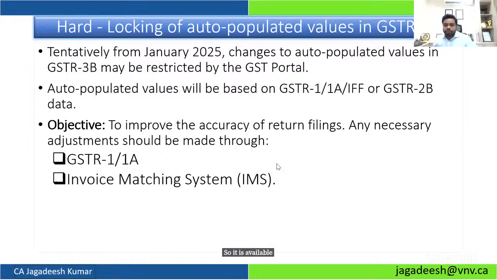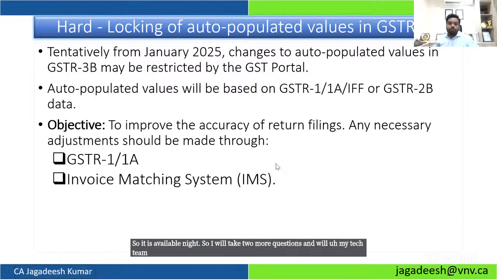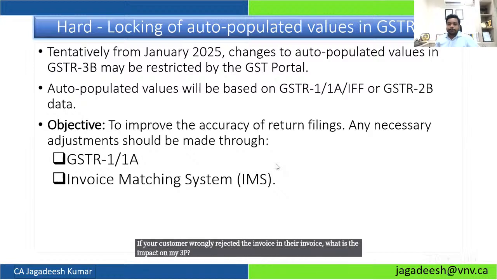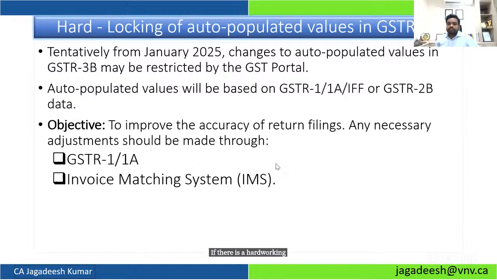So I will take two more questions, and then my tech team will show the demo of how you can comply with IMS using GSTZen software. If your customer wrongly rejected the invoice in their IMS, what is the impact on my 3B? If there is hard locking, how do we do reversal for sample goods?